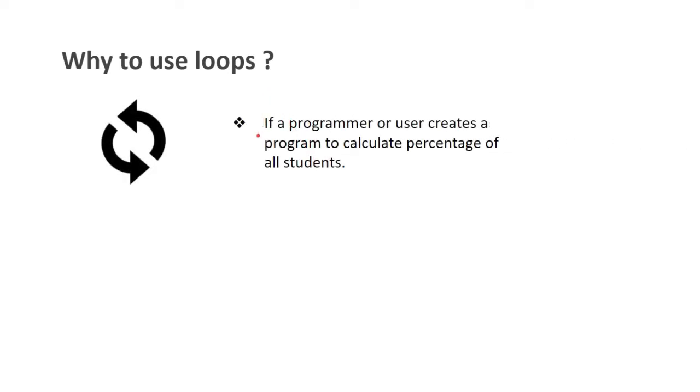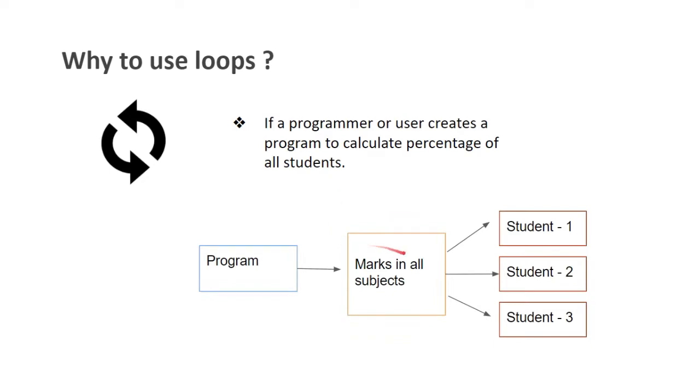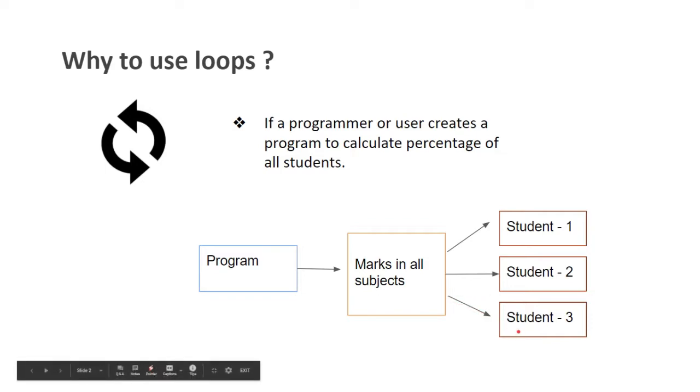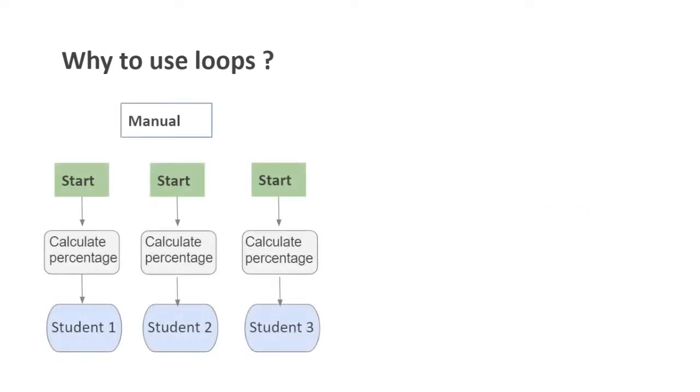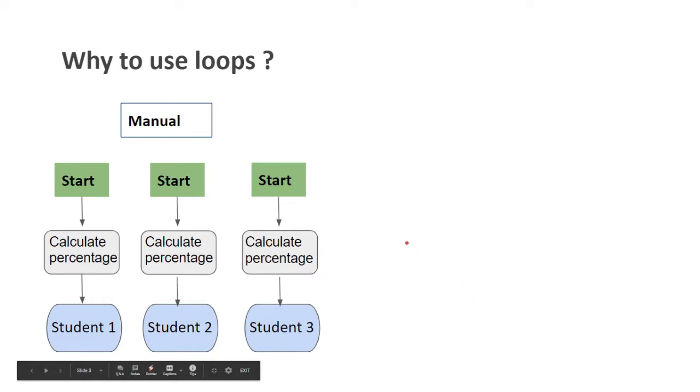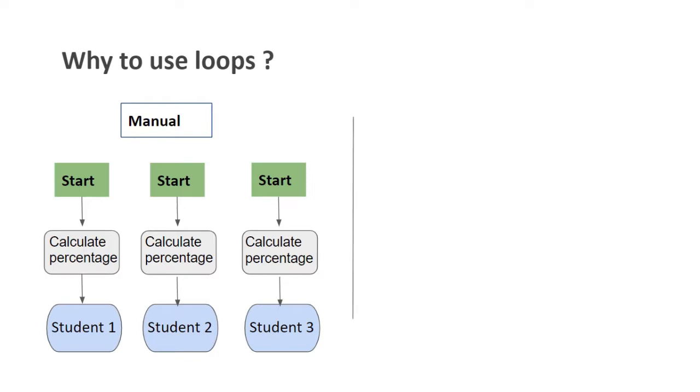Let's say a programmer creates a program to calculate the percentage of all students. Here you can see the programmer needs marks in all subjects of each student, and then it will calculate the percentage of each student one by one. Here we have two ways to go with it. First one is manually. In that we have a simple logic to calculate percentage. Then we take marks of all subjects and provide the percentage one by one for each student.